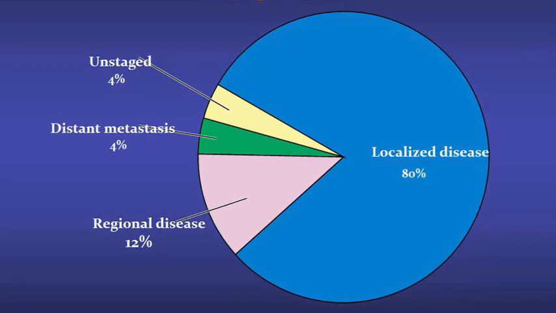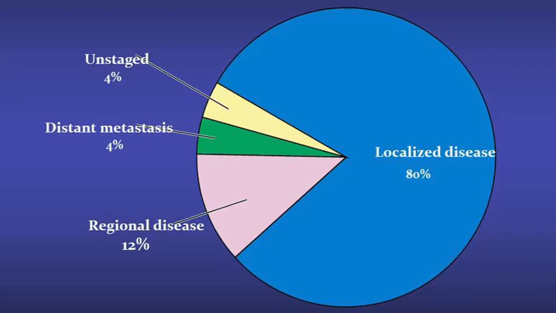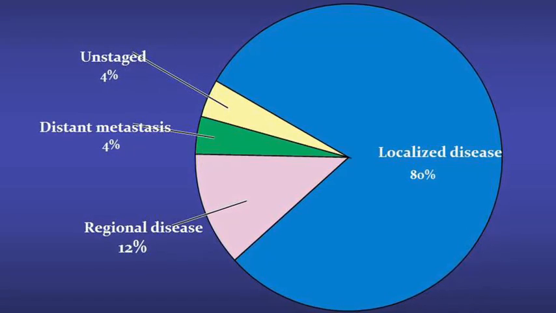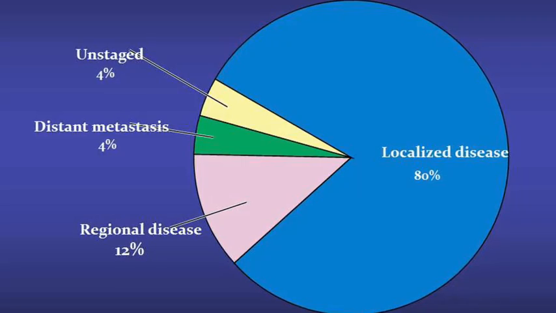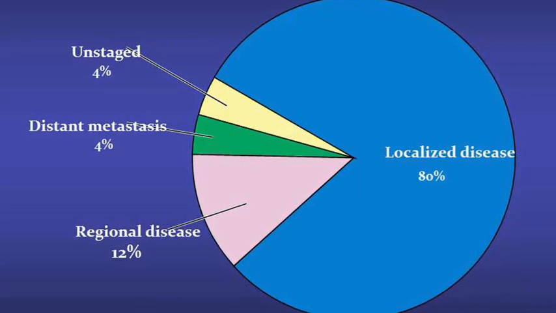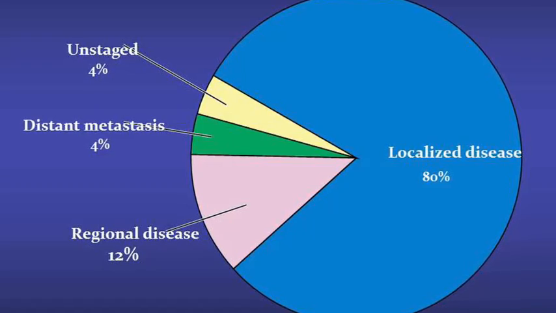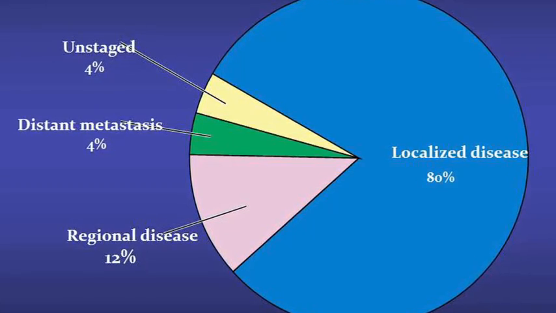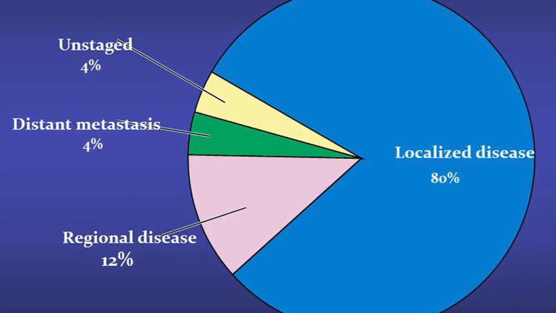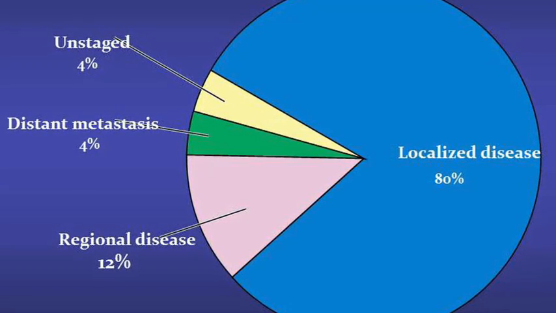So for all the people who have a diagnosis of melanoma, 80% of them have localized disease, for which the prognosis is very good. Only 12% have regional disease, and by regional disease I mean it's in the site of the skin, but it has also spread to one of the regional locations, and that's usually a regional lymph node.